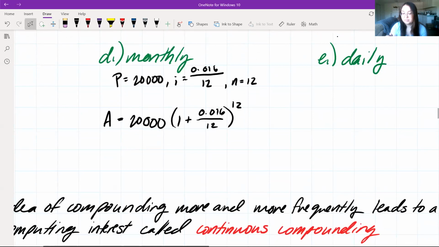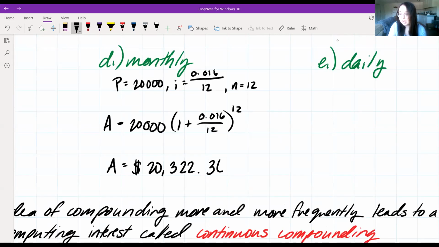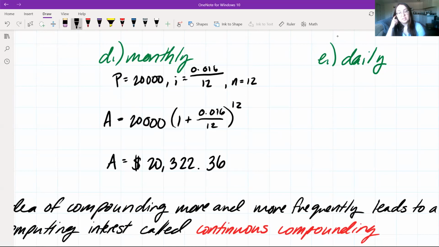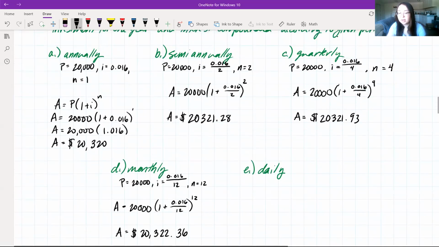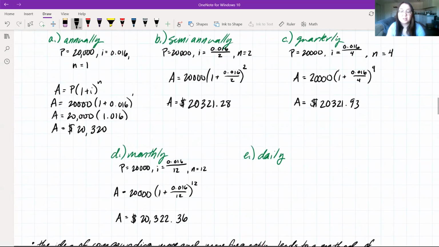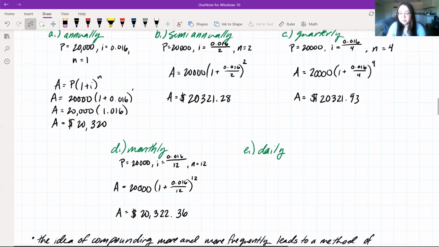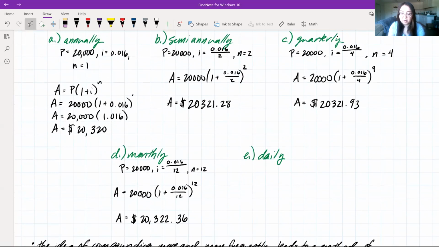I invite you to calculate this on your own, and if you do, you should end up getting $20,322.36. So we see this is still larger. Every time we compound more often per year, we end up with a larger value, but not much larger than just our annual value. If we do compounding monthly, we're going to end up with just an additional $2.36 as opposed to annually.